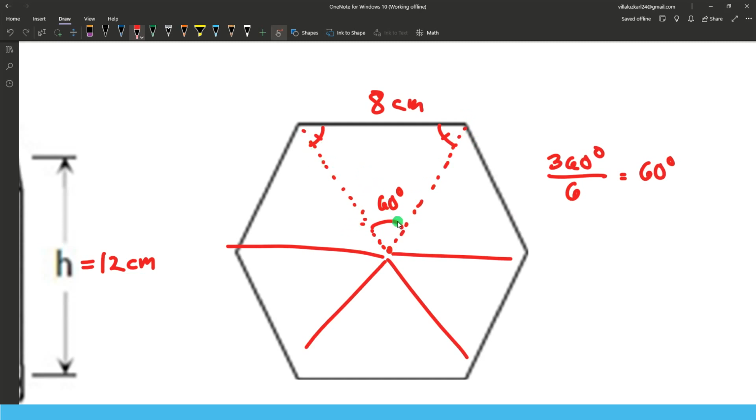Now, 180 divided by this angle here, theta. Let's assign theta, 2 theta, and subtract 60 degrees. It should equal 0 when we add these three angles.